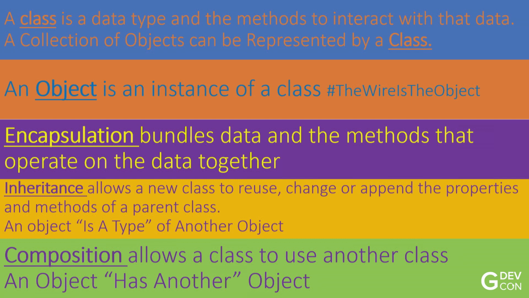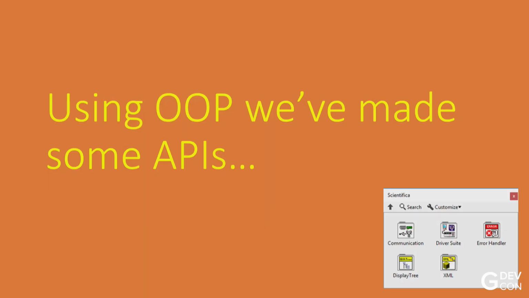Okay, so using these principles of object-oriented programming, I created a couple of reuse libraries, or APIs, such as the communication suites here, the XML device tree that I mentioned as well. I also have an error handler there. Okay, now what? Well, now that we have these reuse libraries, we actually need to put them into an application.